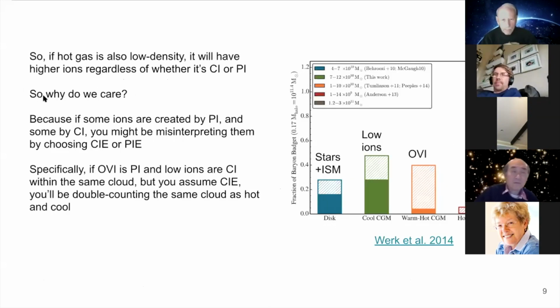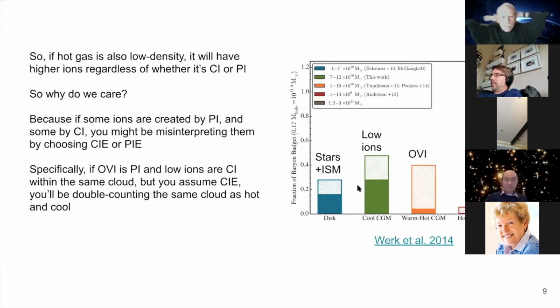So why do we care about CI or PI in this case? The reason is because if some ions are created by PI and some by CI within the same cloud, then you might have a problem if you interpret them by choosing one, CIE or PIE. Specifically, if oxygen 6 is photoionized and low ions are collisionally ionized within the same cloud, but you use CIE, you can double count that cloud. You can count it once as, okay.